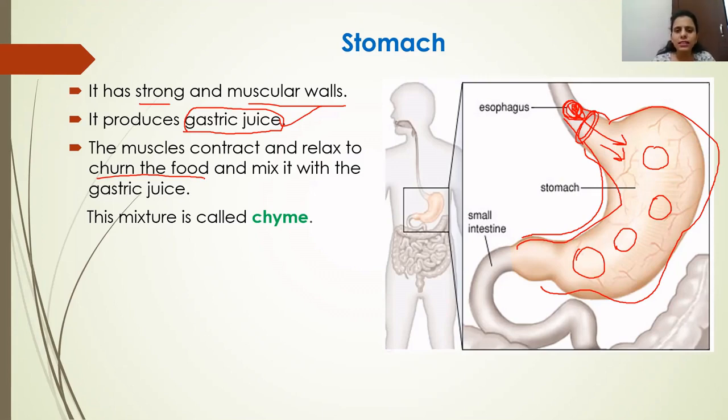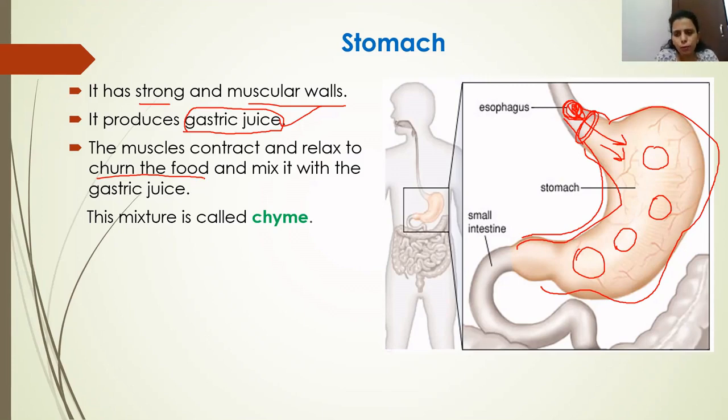Okay. So this is actually mechanical digestion. In mechanical digestion, the muscular walls of the stomach contract and relax and help in churning of the food, and they mix the food present in the stomach with the gastric juice, which is again produced by the stomach. So this is called mechanical digestion. This is the example of mechanical digestion.